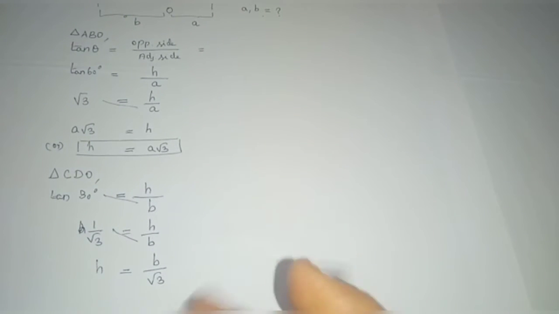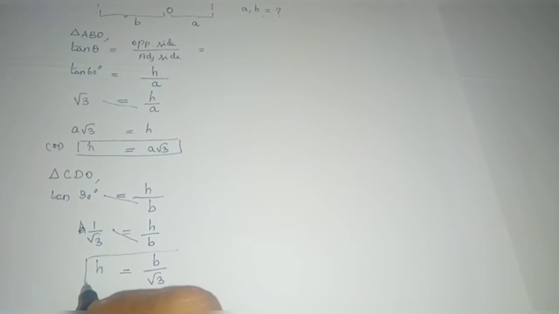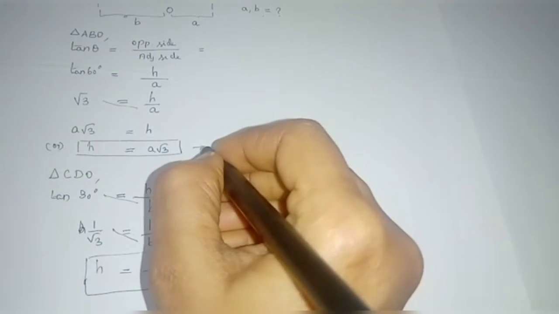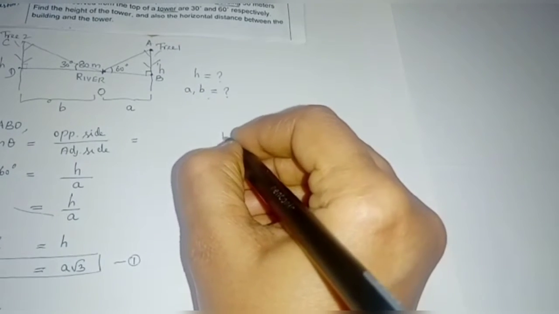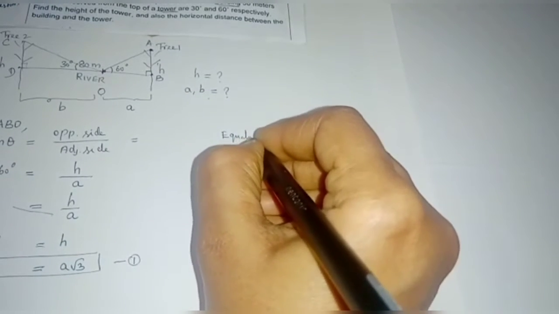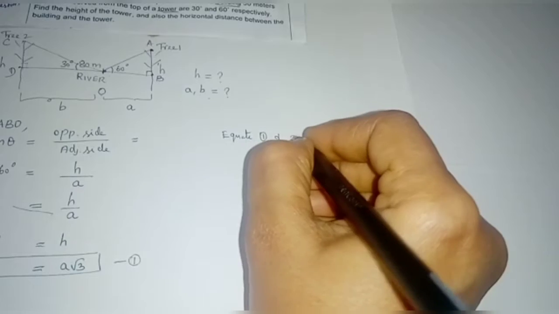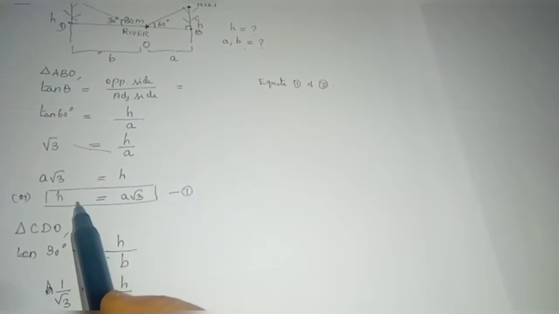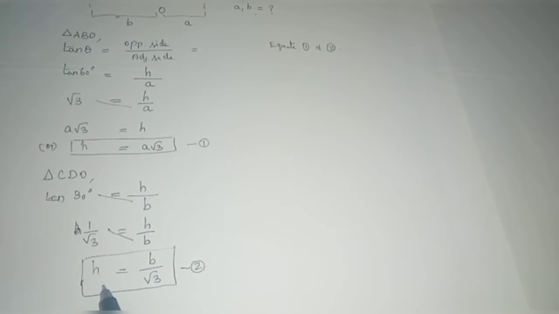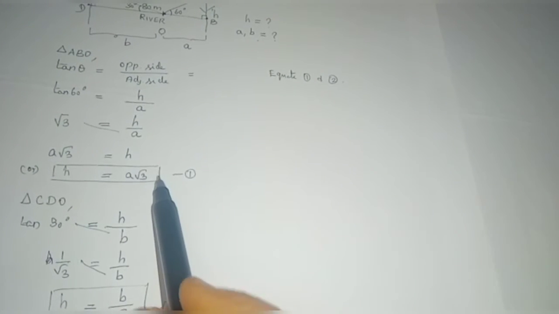H is equal to b by root 3. So this is the height of the tree in terms of b. Okay, so this is first equation, this is second equation. You equate equation 1 and 2, since the left hand side of both the equations have the same height. So you can equate these two equations.